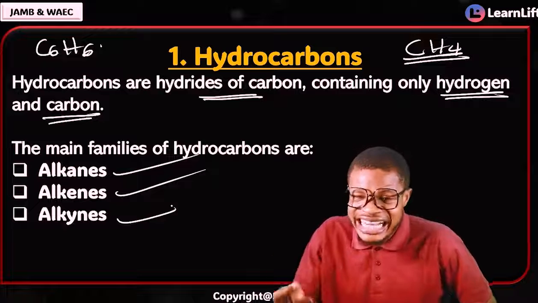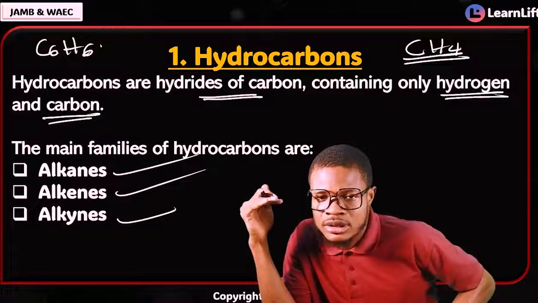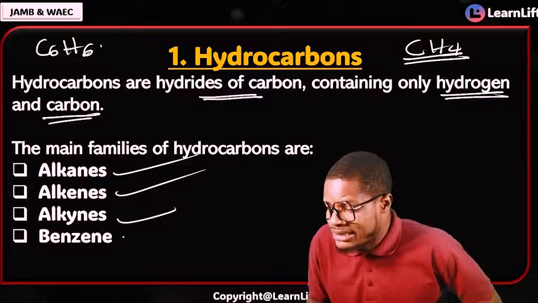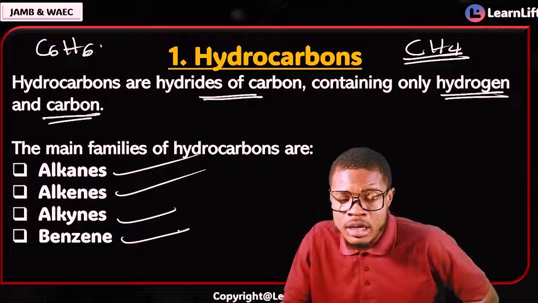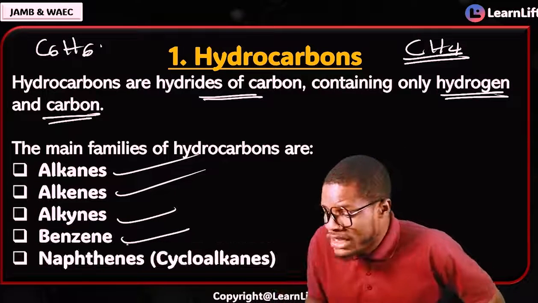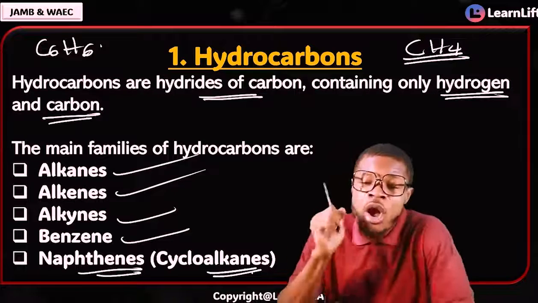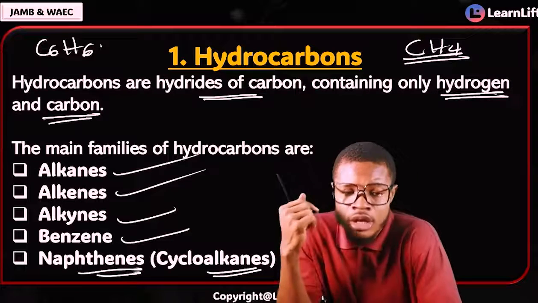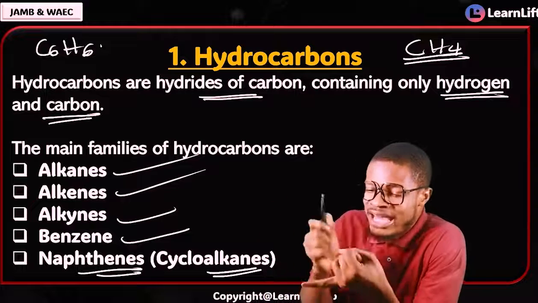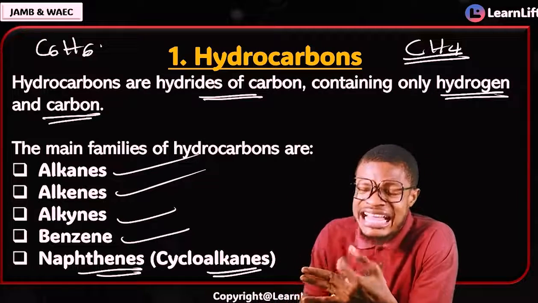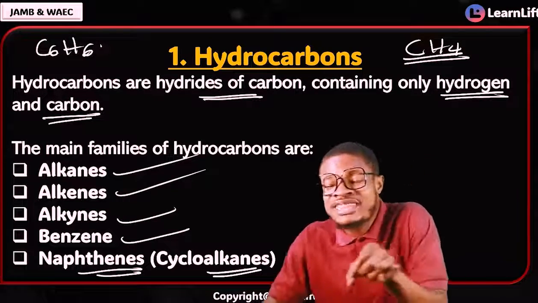So your alkanes, they are hydrocarbons. In fact, we have things like your benzene. Benzene is a hydrocarbon. And then we have things that include your what? Your naphthanes. Naphthanes, which are the cycloalkanes. All these are hydrocarbons. What do we have there? Your alkanes, your alkynes, your benzene, your naphthanes.